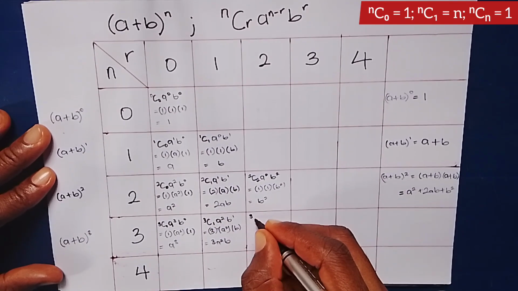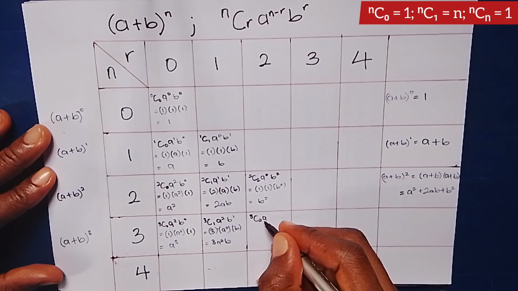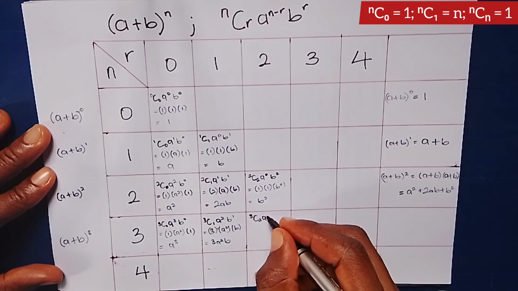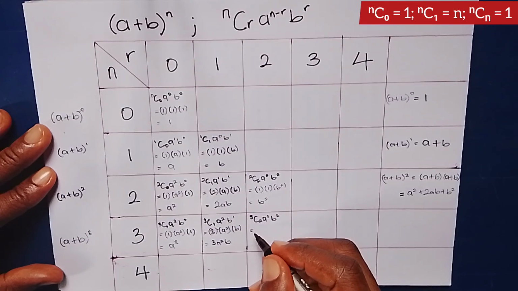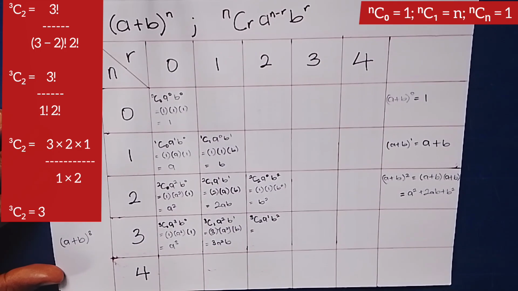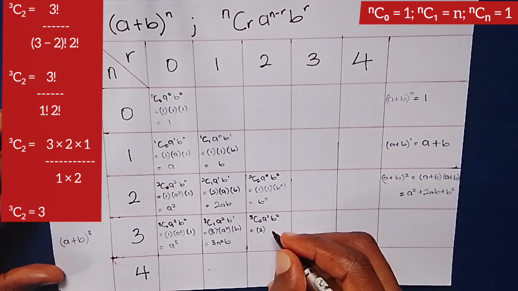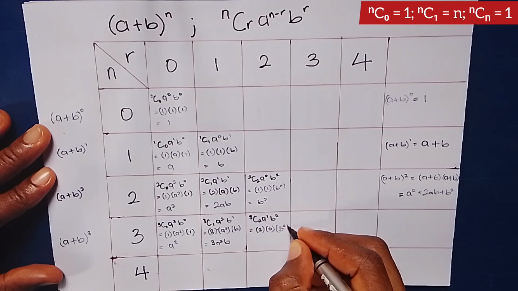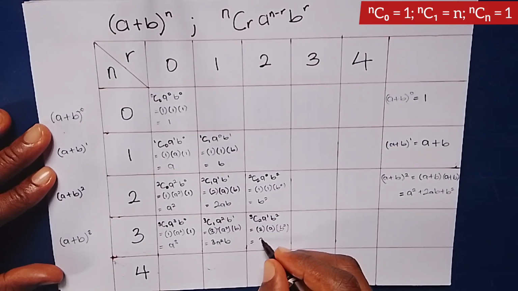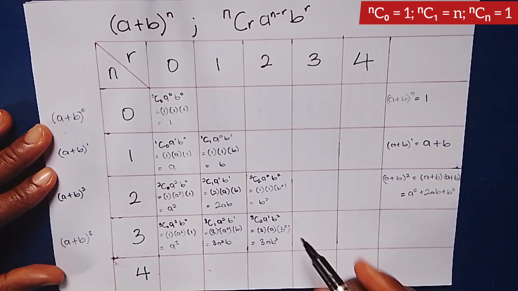3 combination 2, we have 3, a raised to power n minus r, 3 minus 2, this is 1. And b raised to power r, this is 2. So 3 combination 2 is equal to 3. So we have 3ab squared. So all of this is equal to 3ab squared. We continue until our r is equal to n. Our n is equal to 3, so we continue.